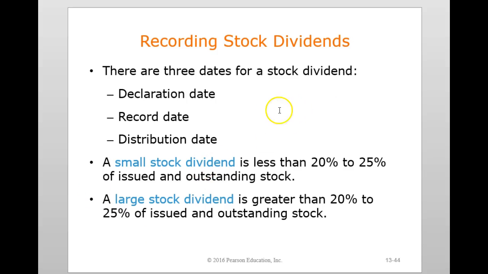And how do you record it? The same way you record the cash. You have a declaration date, a record date, and a distribution date. A small stock dividend is less than 20 to 25 percent, and a large one is more than 20 to 25 percent. The difference is that the small stock dividend takes the market value, and the large stock dividend takes the par value.